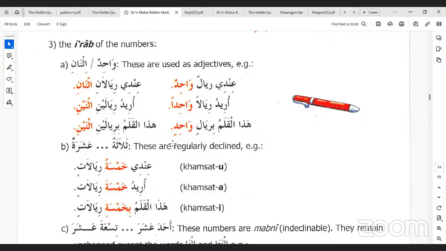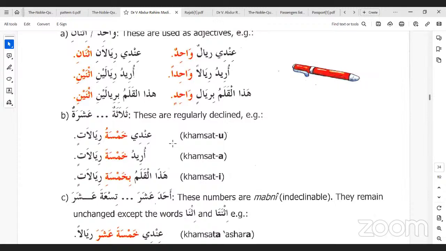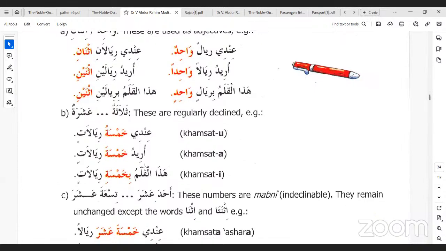B. Salasatun ashratun. These are regularly declined. Example, Indi khamsatu realatin. I have 5 reals. Uridu khamsata realatin. I want 5 reals.